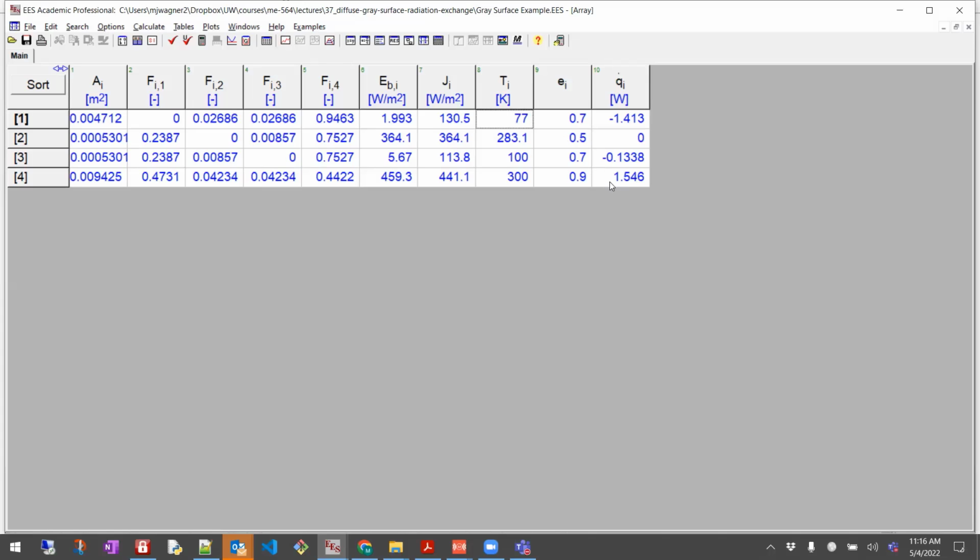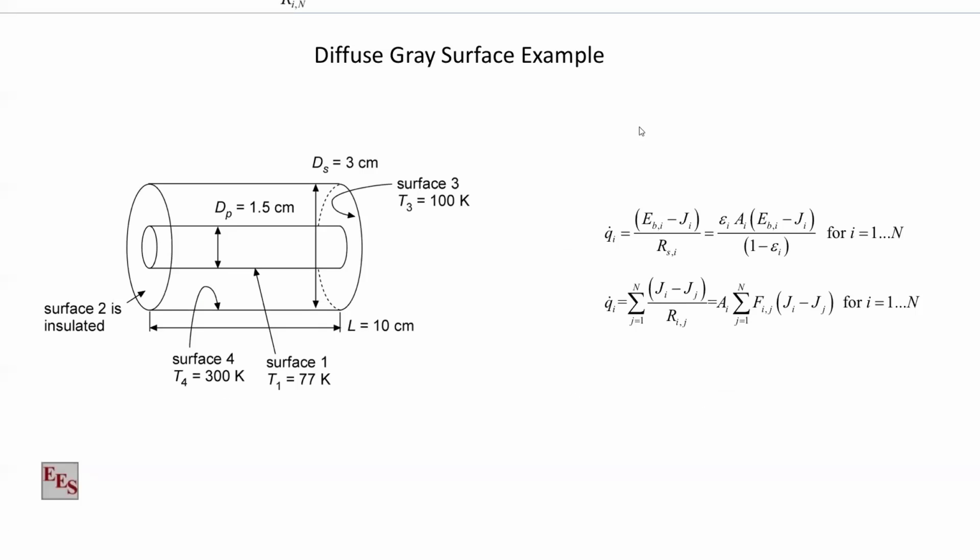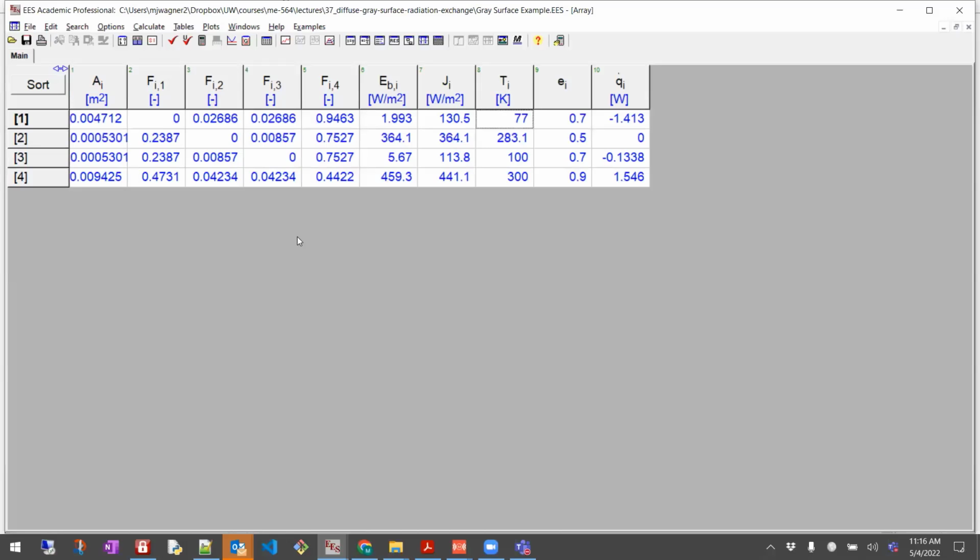And in the end, we see that surface 1, so what's surface 1? Surface 1 is this cold tube in here. So it should be gaining heat. In fact, we see that surface 1 is gaining 1.4 watts. And where is that coming from? Well, it's coming from surface 4, right? That radiation shield that's out there. So it kind of makes sense, but it's really a pretty straightforward method. You just go through, keeping track of view factors, and then go through this process of computing each energy balance on each node. Okay, any questions on this example?